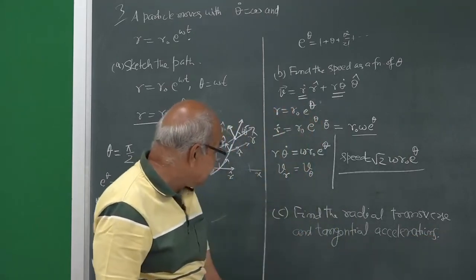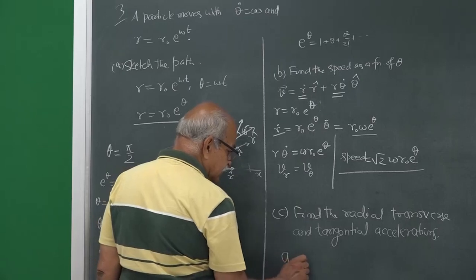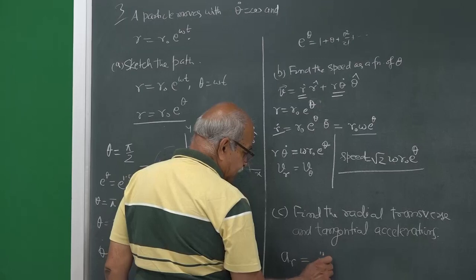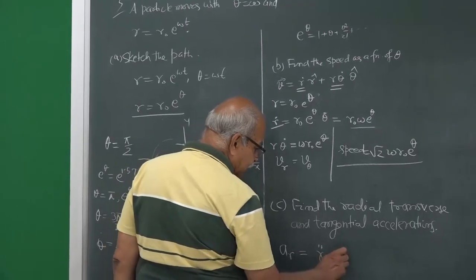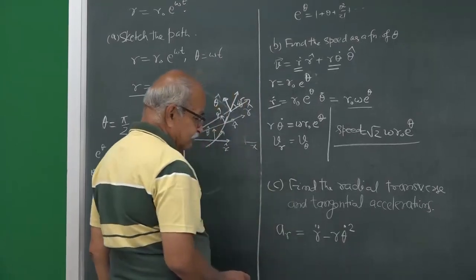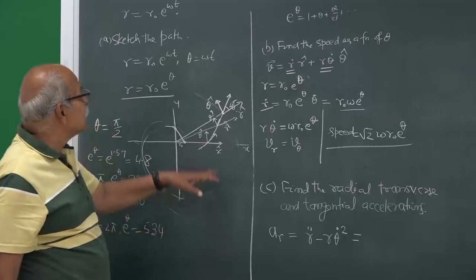So, what is this radial acceleration? Radial acceleration AR is r double dot minus r theta dot square. This is the acceleration in the radial direction. What is r double dot?